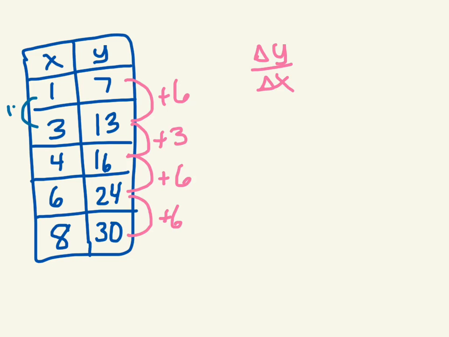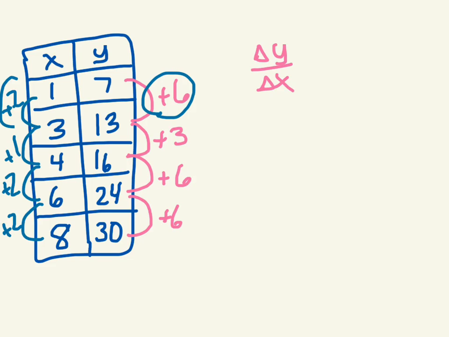1 to 3 is an increase of 2. 3 to 4 is an increase of 1. 4 to 6 is an increase of 2. And 6 to 8 is an increase of 2. So what I want to notice is when my y is changed by 6, my x is changed by 2.